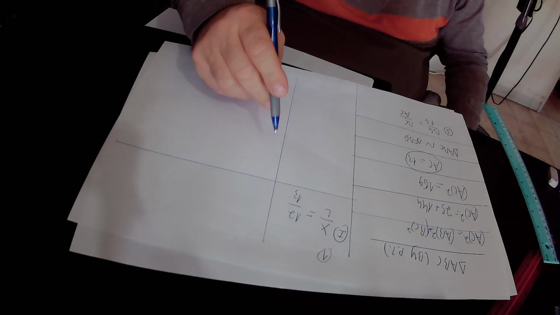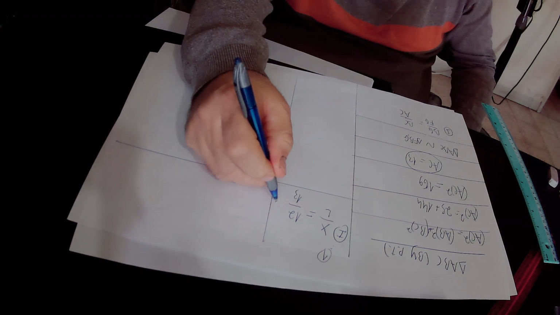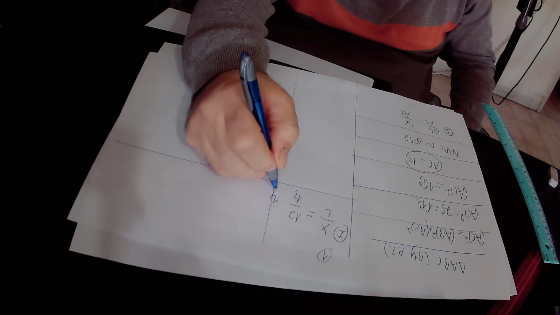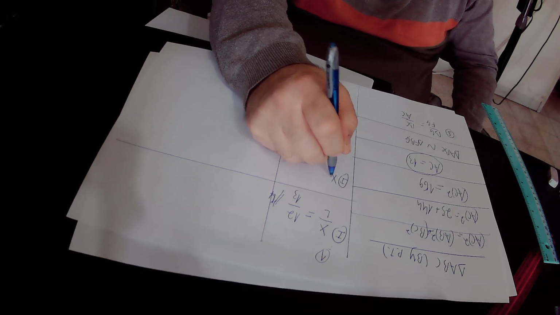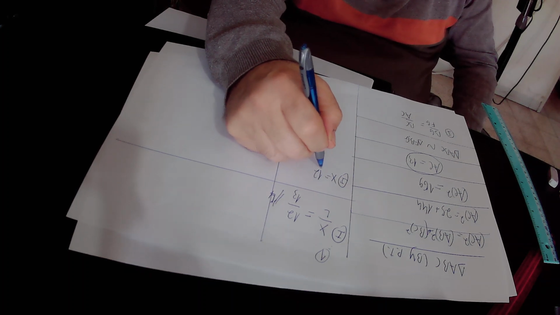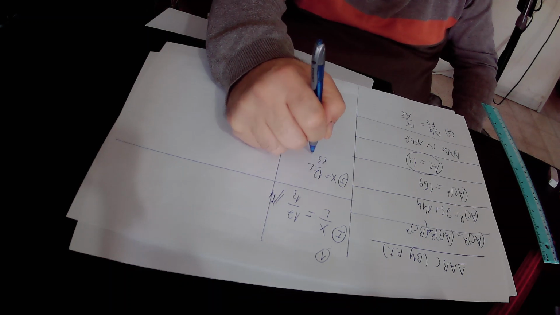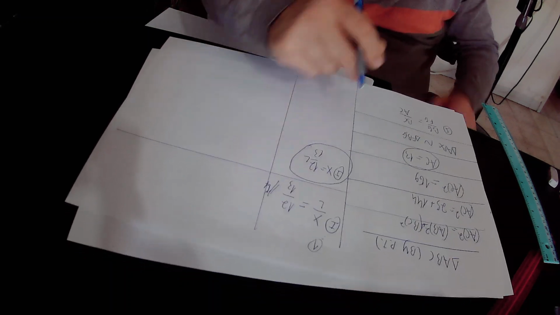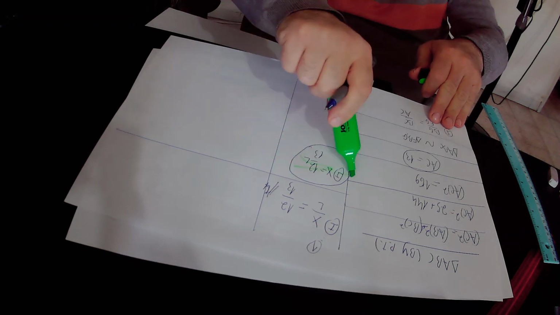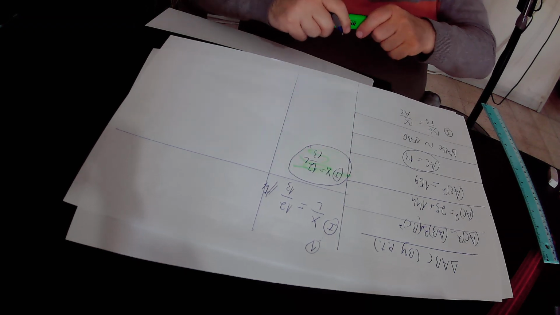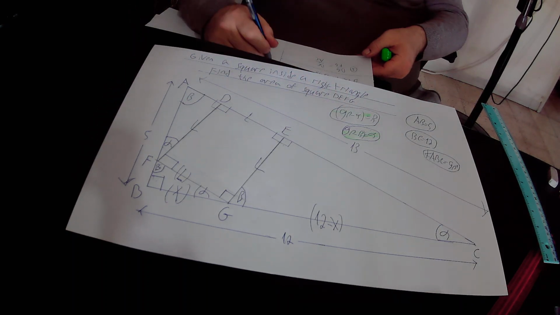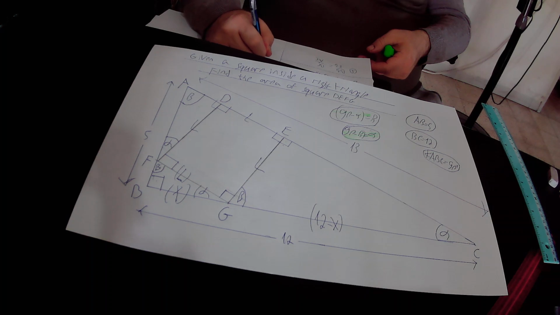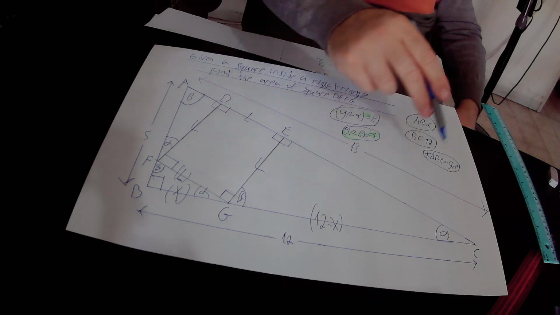Here we will multiply equation 1 by L, and we'll get that according to equation 1, x equals 12 over 13 times L. Likewise, we know that the big right triangle ABC is similar to this right triangle EGC.